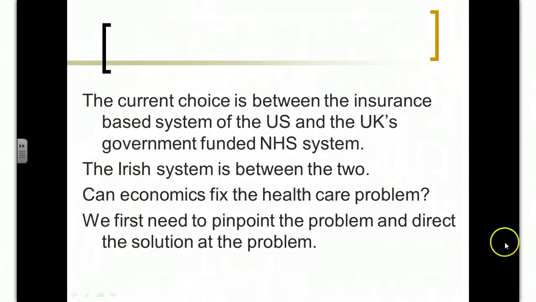Where do you go to get your treatment? Where is the money coming from? Is it coming from the private market through insurance, or is it coming from the public purse through taxation? Is the treatment in the Bon Secours? Is the treatment in CUH? So the current choice is between the US insurance-based system and the UK's government-funded system.